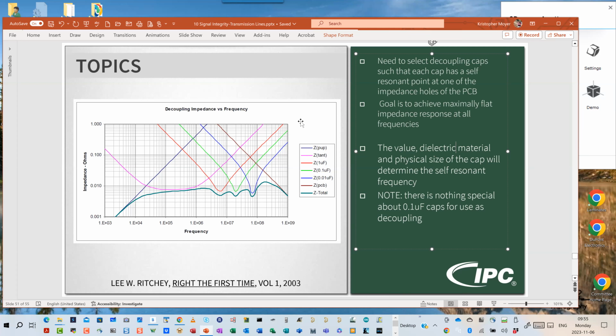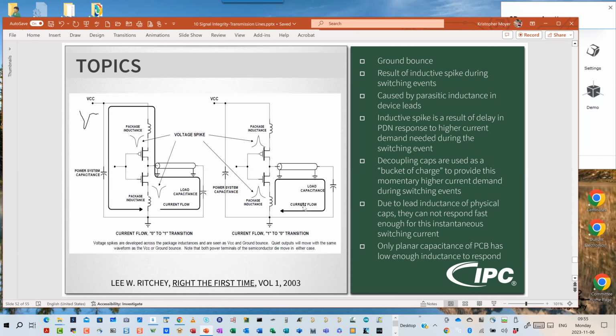But ultimately, what we're trying to do is to get this overall maximally flat response across all frequencies. And the reason being is ultimately what we're trying to do is deal with ground bounce or VCC bounce. Because, again, as we showed on the previous slide, within every single digital device we effectively have, and we're going to simplify it to show an inverter structure right here, these totem pole MOSFETs, PMOS and NMOS, but we have the lead inductance right here, those package inductances.